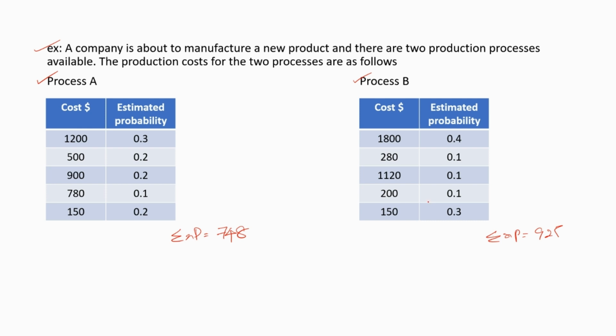Look at the data given here. They are giving us the cost. So what do we need? We need the lowest cost possible. So we select the lowest expected value, which is this. So we select process A. When it comes to cost, we select the lowest expected value. When it comes to return, we select the highest expected value.